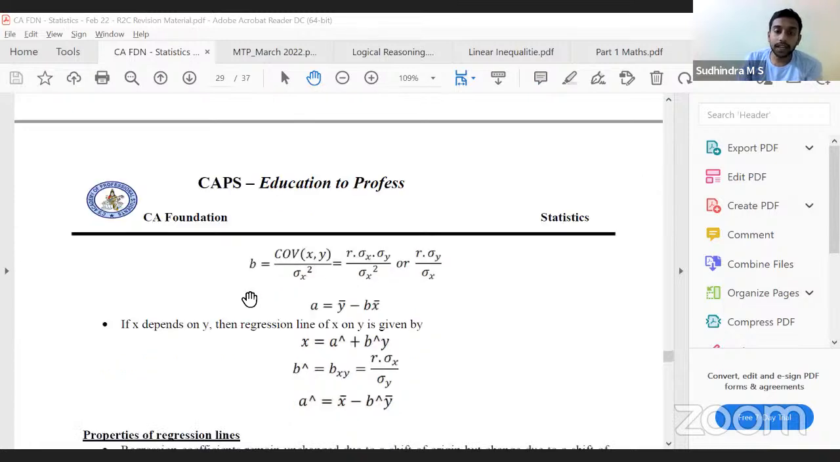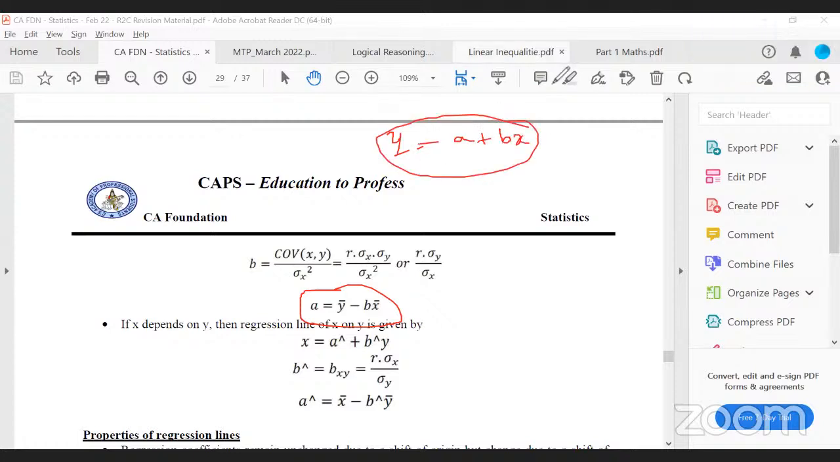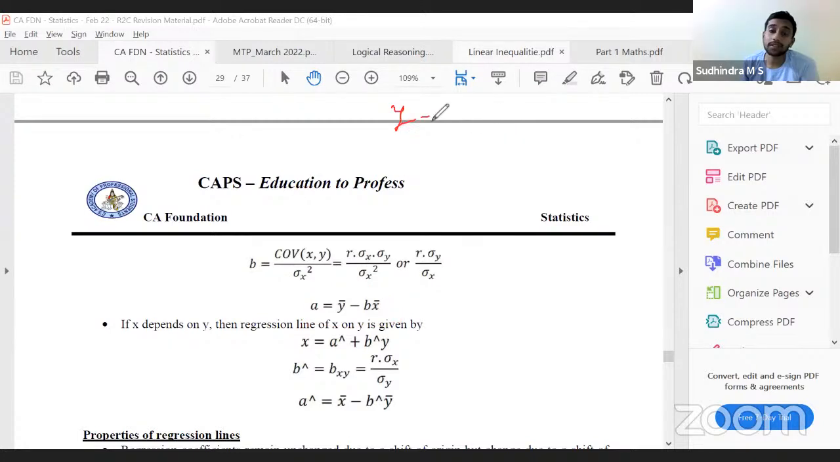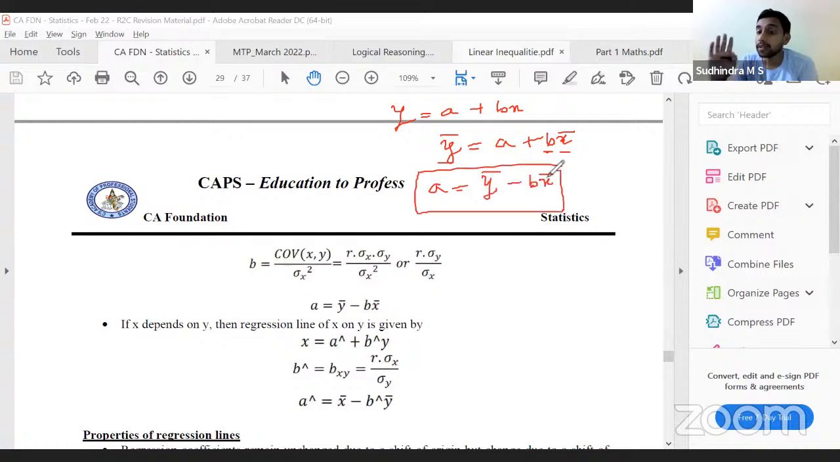Then, once we get b, what is the other constant that we want? A. How do we calculate a? We know y is equal to a plus b into x. Using this equation, we know that the arithmetic mean does get affected by change of origin and change of scale. So if y is equal to a plus b into x, y bar will be equal to a plus b into x bar. We would know y bar, we would know x bar, and we know b. So a will be equal to y bar minus b into x bar. With this, I have calculated a, I have calculated b, I know x bar and y bar.